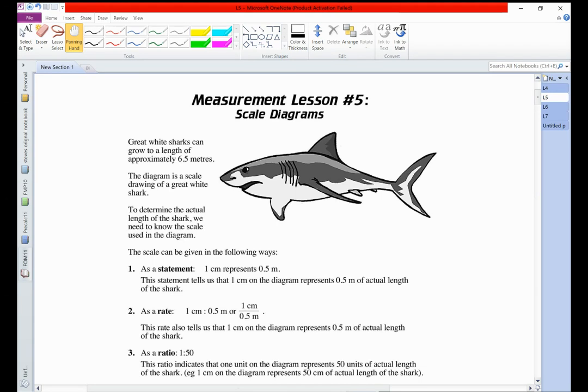So, welcome to Scale Models Lesson 2. Again, I'm using the old PDF, so let me just quickly change this. Scale Models Lesson 2.